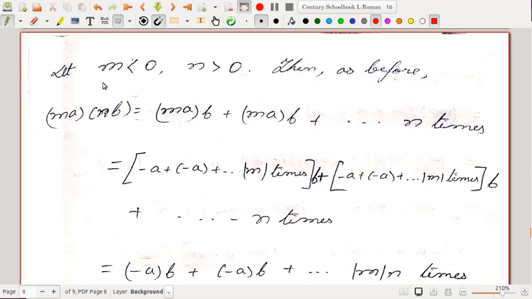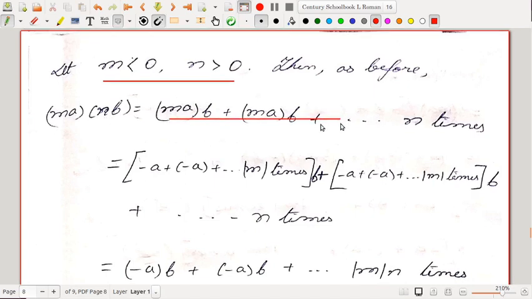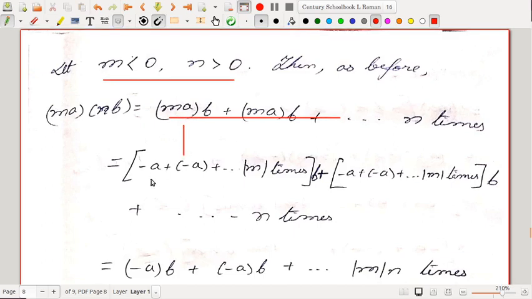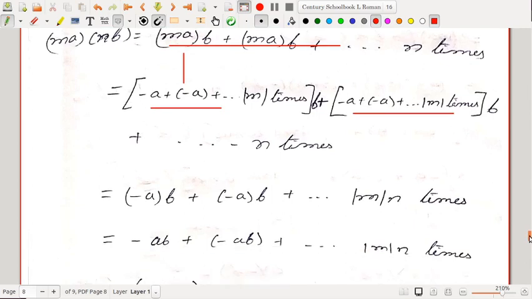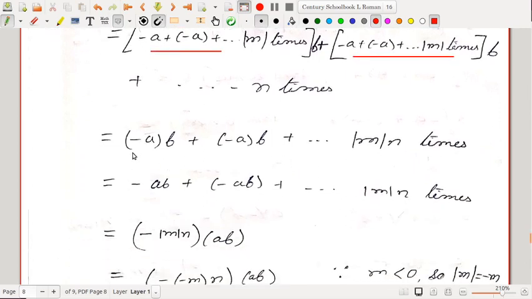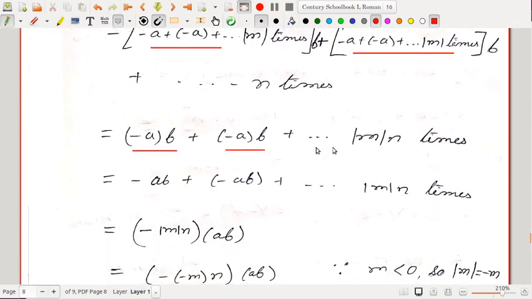Now let us consider the case where m is less than 0 and n is greater than 0. So ma into nb, as before we can write this way. But now m is less than 0, so this ma will be minus a plus minus a added mod m times. Then we apply the distributive property. So we will get minus a into b added mod m into n times. Minus a into b is again minus ab, so minus ab is added mod m into n times.